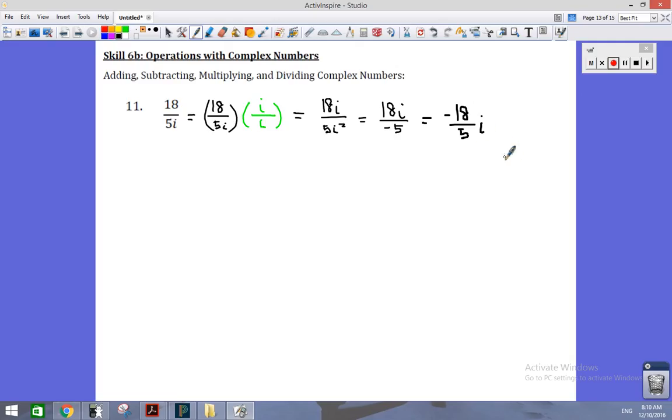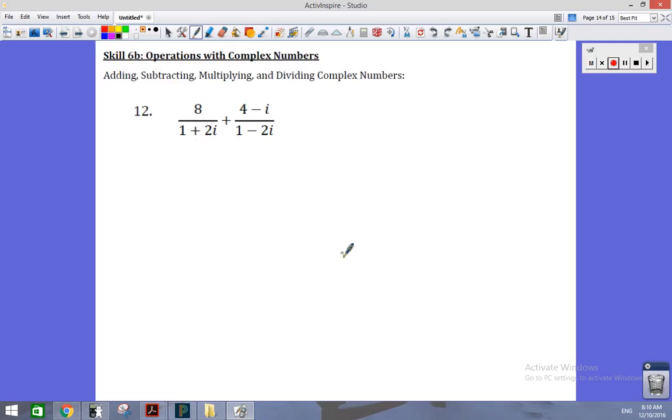You multiply the numerators. All right, we've got, I think, one more. Now here, we've got a combination of operations. We've got division in this first term, division in the second term, but then we're adding the results together. So we first want to get this first term in a plus bi form, and then this other one in a minus bi or a plus bi form as well. Or if we could easily get common denominators, we would do that.